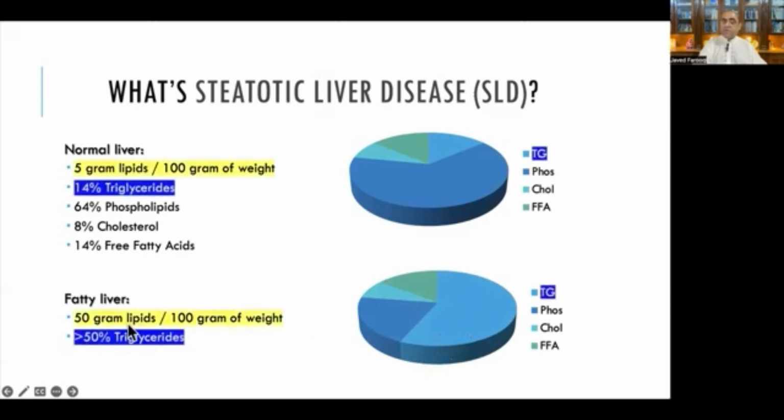So what I was saying, the qualitative change means the triglyceride content is increasing from 14% to 50%, and quantitatively the normal quantity is 5 grams of lipids per 100 grams of weight of the liver. Now this is 50 grams of lipids.